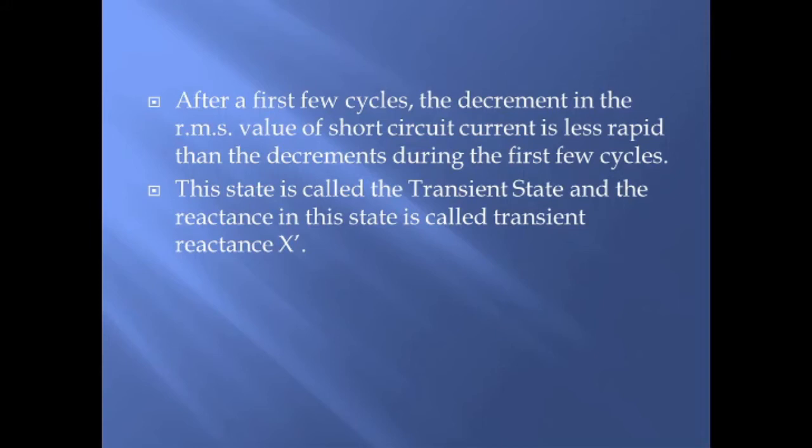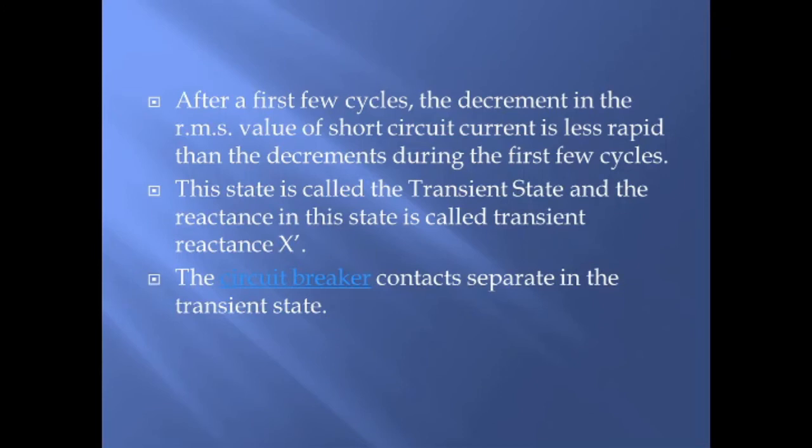Okay, now this is called the transient period, and the reactance which is offered during this period is transient reactance, and it is denoted by X dash. Mostly the circuit breaker operates in this transient state. Now what is a circuit breaker? You must be having some idea about the circuit breaker. I'm not going to go into circuit breaker in detail, because you're going to learn circuit breaker in electrical power system 1 as well as electrical power system 2.